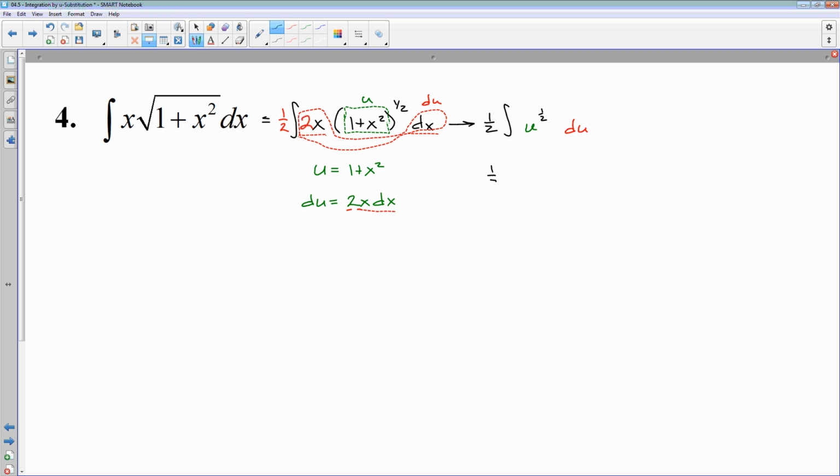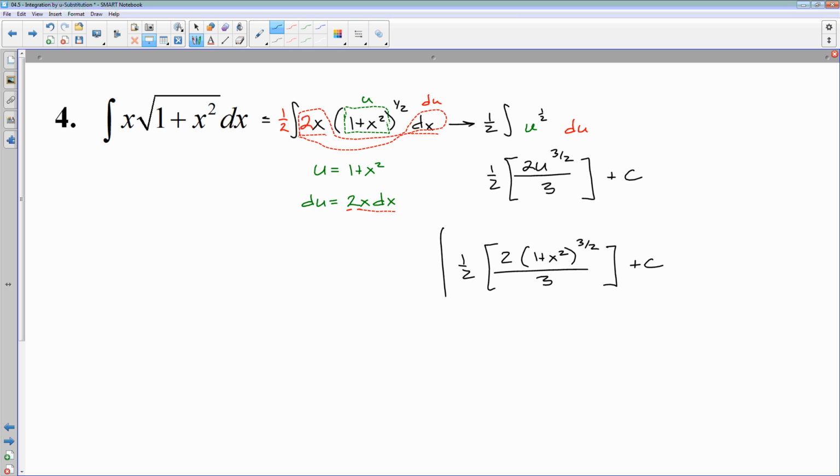Well, now I do the antiderivative. The 1/2 on the outside comes along for the ride. I will add 1 to the exponent, so u to the 1/2 plus 1 is 3/2. I'll divide by 3/2, which is the same as multiplying by 2/3. Then I will add my c. Then final step, we plug our 1 plus x squared back in. So 1/2 times 1 plus x squared to the 3/2 all over 3 plus c. That will simplify a little bit. You could cancel those 2's if you wanted, but no real need to. Good? Good. Okay, so that's u substitution.